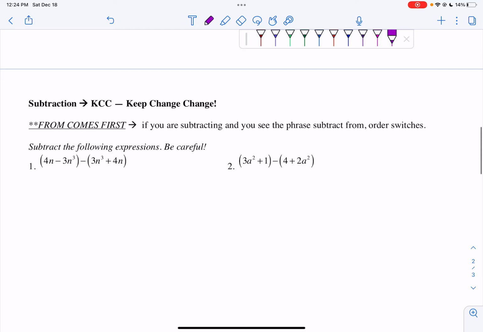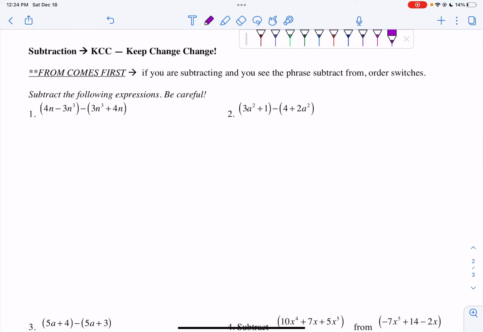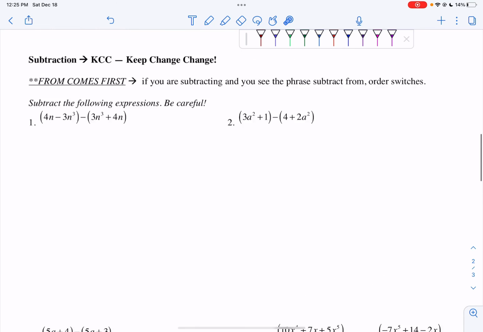Now, subtraction, that's going to follow a different rule. Keep, change, keep, change, flip, whatever you want to use, as long as you get the question right and you're not photomathing. So if I look at this problem, I'm not going to go over this rule just yet. I'm going to do that when we get down here.